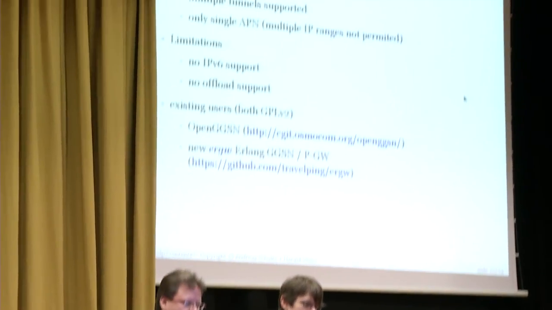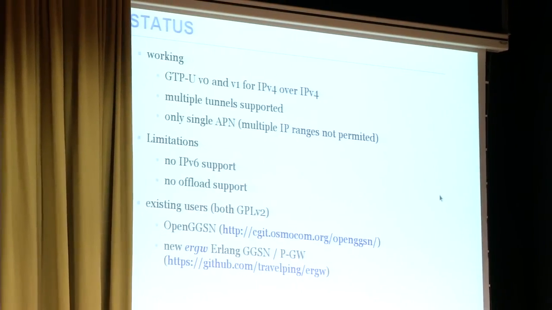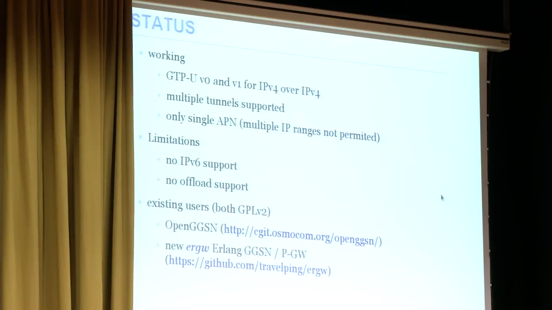So, the current implementation basically supports GTP-U in version 0 and version 1 for IPv4 packets over IPv4. Now, GTP is generally designed for v6 and v4, both as transport protocol as well as user data protocol. But the current implementation only knows how to handle v4. It's mostly because I couldn't figure out how to do the v6 stuff right. But this is planned for the near future, to implement that.